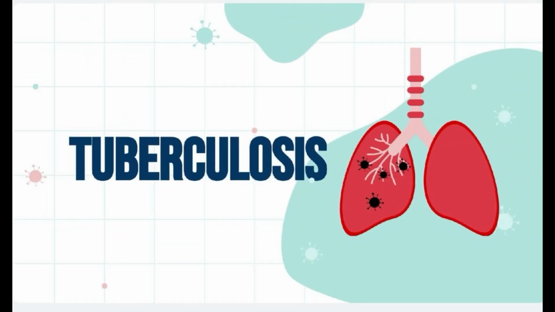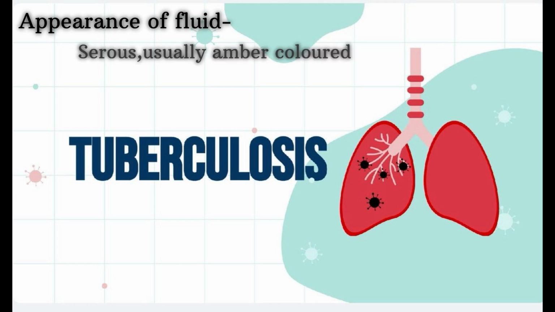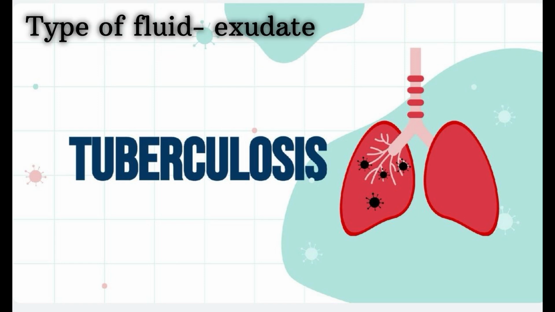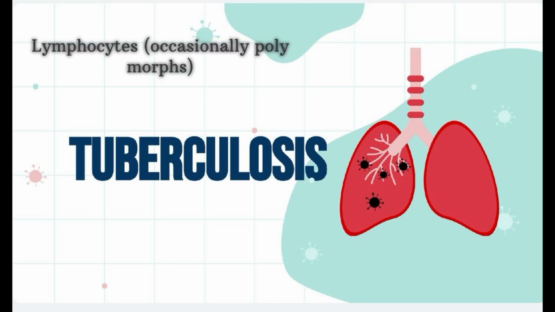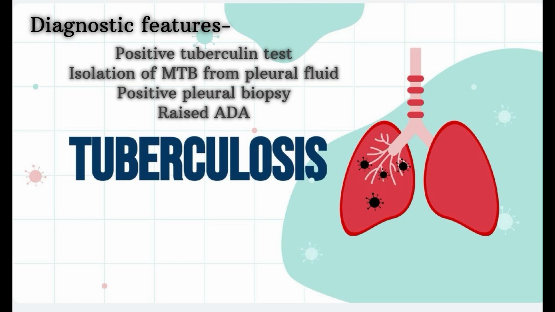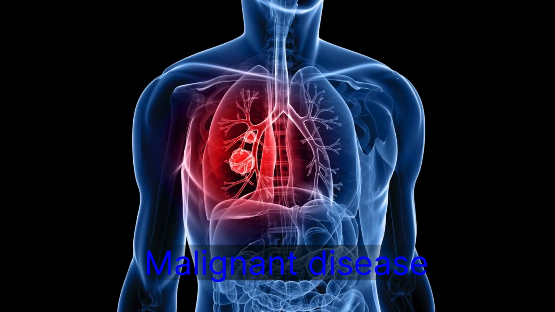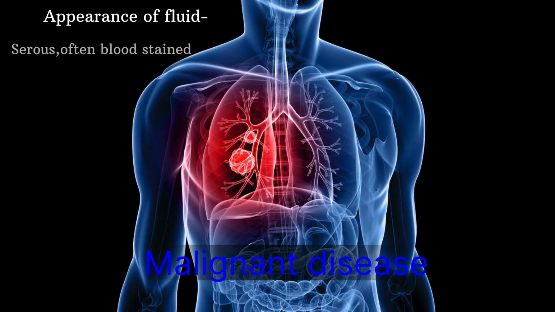If the pleural effusion is caused by tuberculosis, the fluid appears serous, usually umber colored. It is exudate type of fluid, and the predominant cells are mostly lymphocytes and occasionally polymorphs. The diagnostic features in tuberculosis are a positive tuberculin test, isolation of Mycobacterium tuberculosis from pleural fluid, positive pleural biopsy and raised ADA.